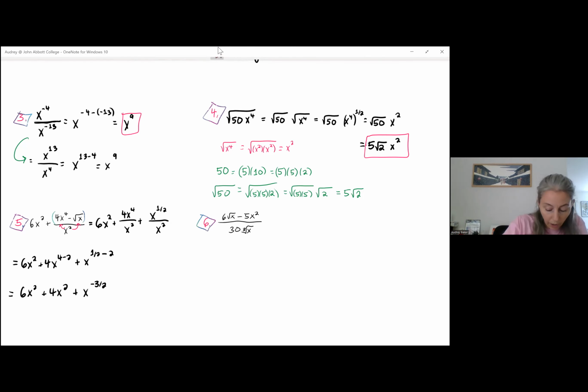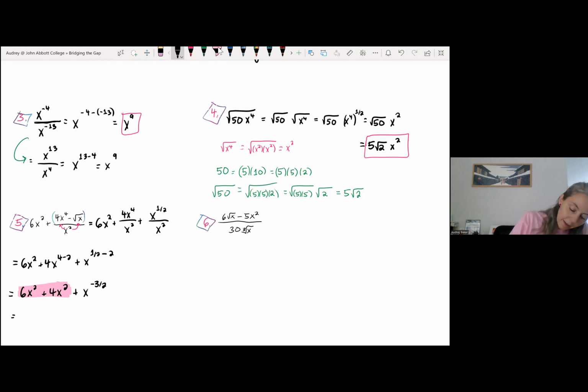Now check this out. I actually have some like terms here. Those are both x squared terms, so we can combine them to get 10x squared plus x to the negative 3 over 2. And that is my final answer, and that is the way that you're going to want to think about this for a calculus class.